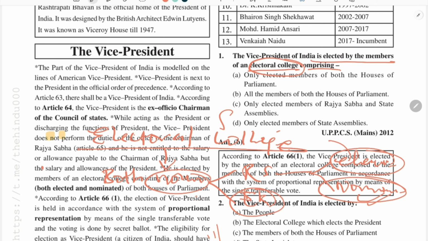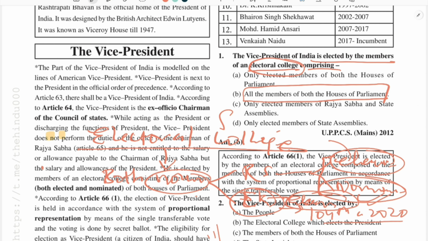And about the Lok Sabha, earlier there were nominated members also, but in the 104th Amendment Act in 2020, the quota of the Anglo-Indian community has been scrapped. So here only elected members are there. So we can say that all the members of both houses of parliament, whether they are elected or nominated. In the Rajya Sabha we have both elected and nominated, but in the Lok Sabha now we have only elected members. The nominated quota has been scrapped, which was earlier there for the Anglo-Indian community.